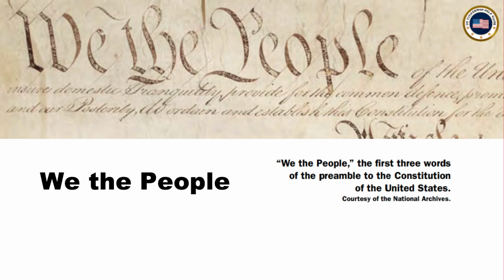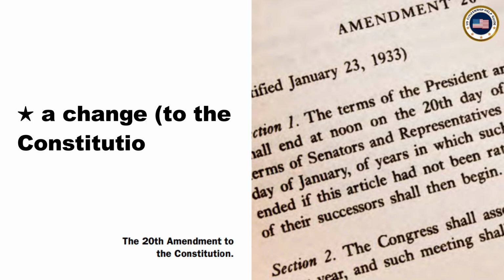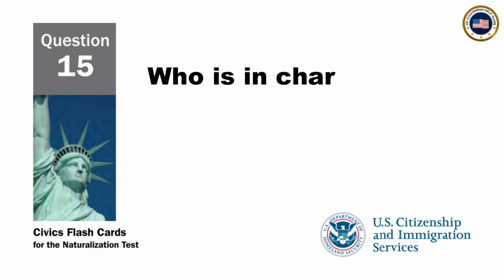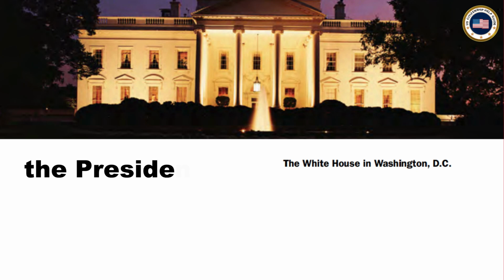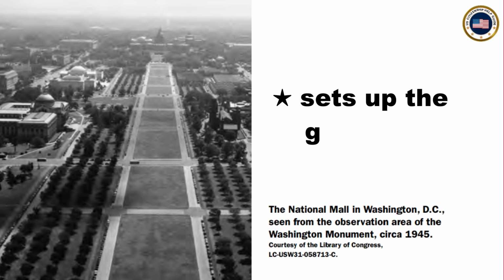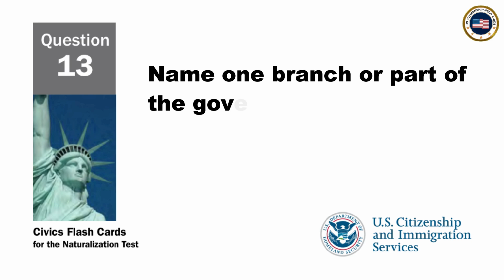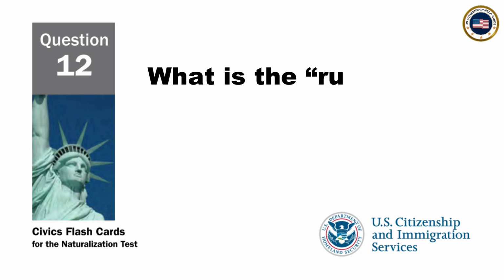What is an amendment? A change to the Constitution. Who is in charge of the executive branch? The president. What does the Constitution do? Sets up the government. Name one branch or part of the government. Congress.